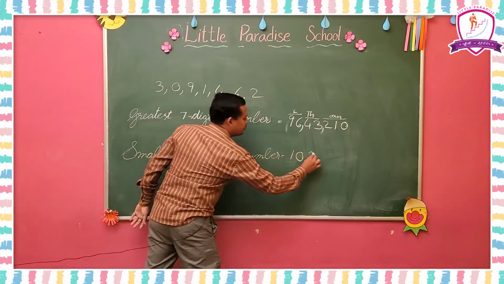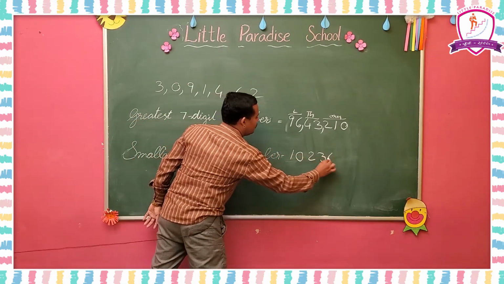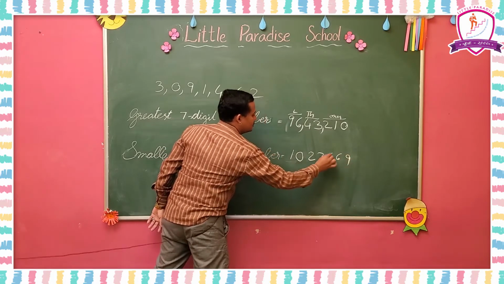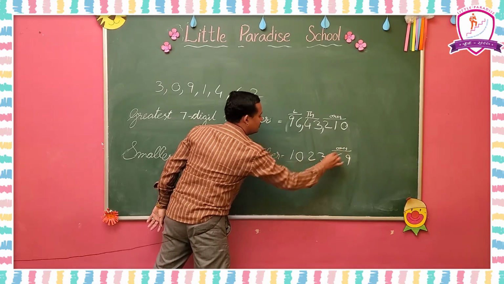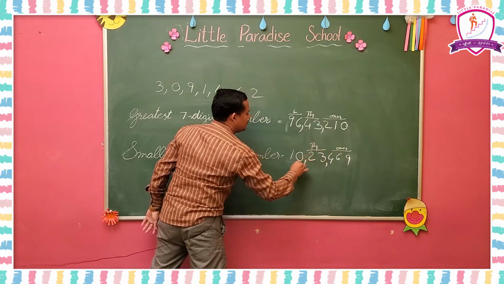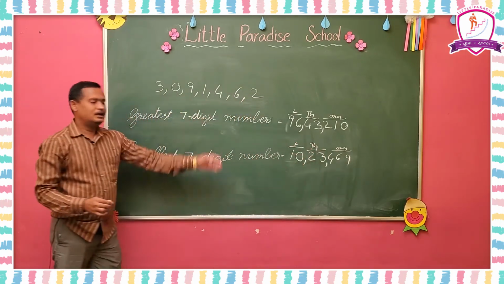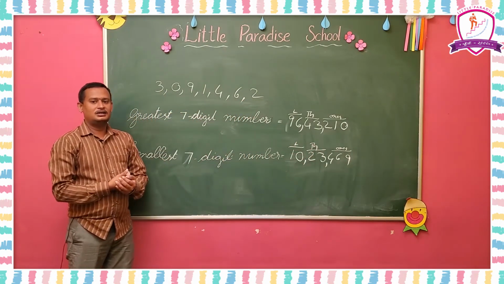2, 3, 4, 6 and 9. So ones period, comma, thousands period, comma, lakhs. You can arrange like this. Understood this?